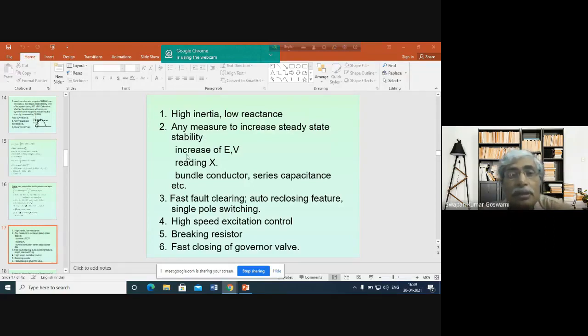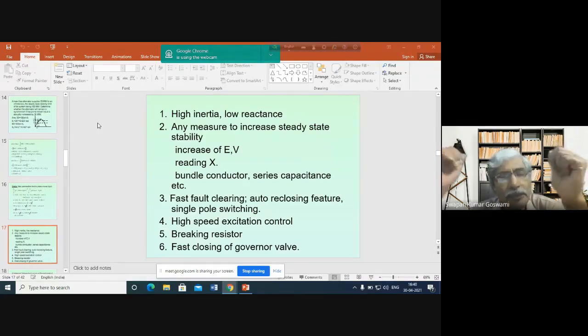What are the methods? Methods are obviously how steady state stability may be improved. For steady state stability, you can say that the stability limit is that power or that angle. If you talk in terms of angle, then it is equal to 90 degree. If we talk in terms of power, then it is the peak of the power angle curve, and it is fixed. Steady state stability limit, already we have discussed that it does not depend upon the current operating condition. It is independent of the operating condition of the machine, and steady state stability limit for a system is fixed.